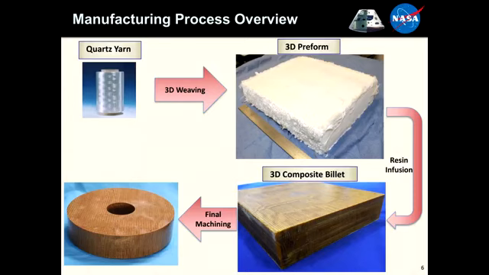So just to give a quick overview to make sure we're all on the same page, what are we talking about in terms of this manufacturing process? One can procure quartz yarn commercially from Saint-Gobain, and then undergo a 3D weaving process. That's kind of one of the magic steps here. Create a 3D woven preform. There's a ruler down here for scale, roughly 12 inches by 12 inches by 3 inches thick. And then after that's woven, there's a secondary resin infusion process to create a fully densified 3D composite billet. And then that gets final machined into the component, in this case, a compression pad.